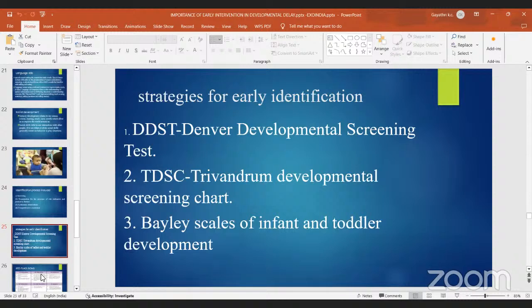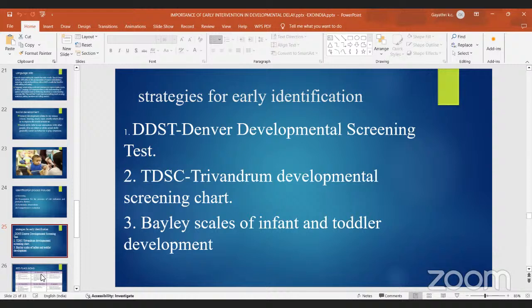Next, these are the strategies for early identification. DDST, the Denver Developmental Screening Test, is one of the screening tests which will tell you how the baby is developing. Next is the TDSC, the Trivandrum Developmental Screening Chart. It is mostly used for the Indian population. In every vaccination card itself it has been printed, so it is user friendly. The government and public health centers also use this.